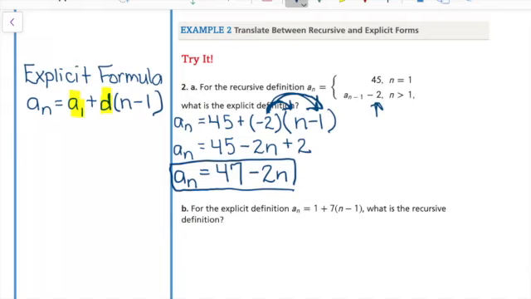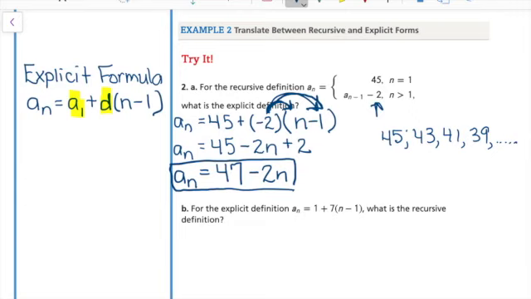Explicit to me is much better than recursive, because now if I ask you, hey, what's the 100th term in the pattern? All you have to do is where there's an n, put 100 and it would tell you. Your other option would be to start at 45 and keep subtracting 2. So 45 minus 2 is 43, 41, 39. I could do that 100 times, or I could just plug this into it for 100, which would be much easier.